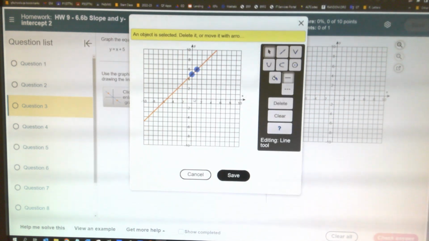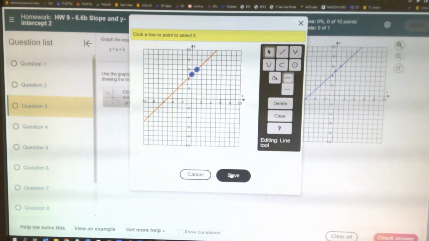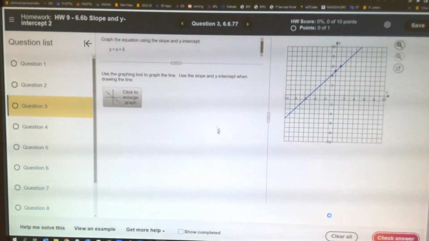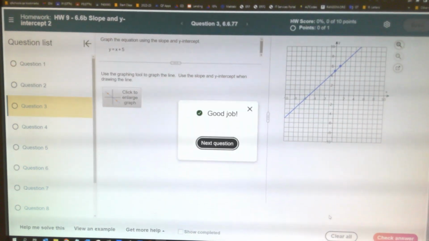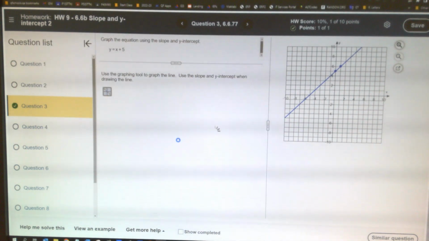Okay, so first we put a point at 5. Then we do the slope. Up 1, right 1. Okay. Now what's the next question? Question 4.